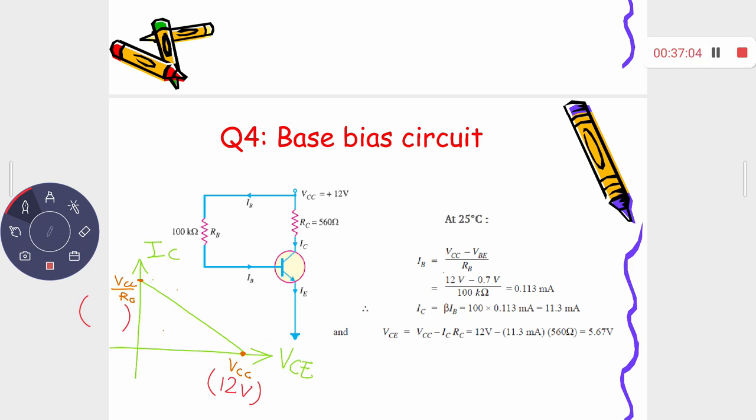Somewhat less than 21.4 milliampere. We are close to 10 point something, 10.5, and close to 6 volt. We have got almost 11.3 and 5.67 volt. That's right. As it is with water.